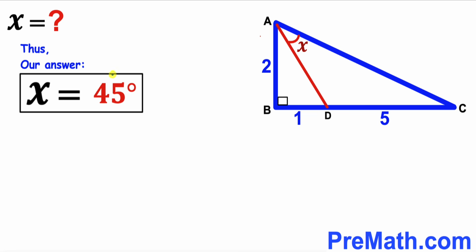So thus after all the calculations and manipulations, our angle x value turns out to be 45 degrees. In other words, this angle x value is going to be equal to 45 degrees. And that's our final answer.